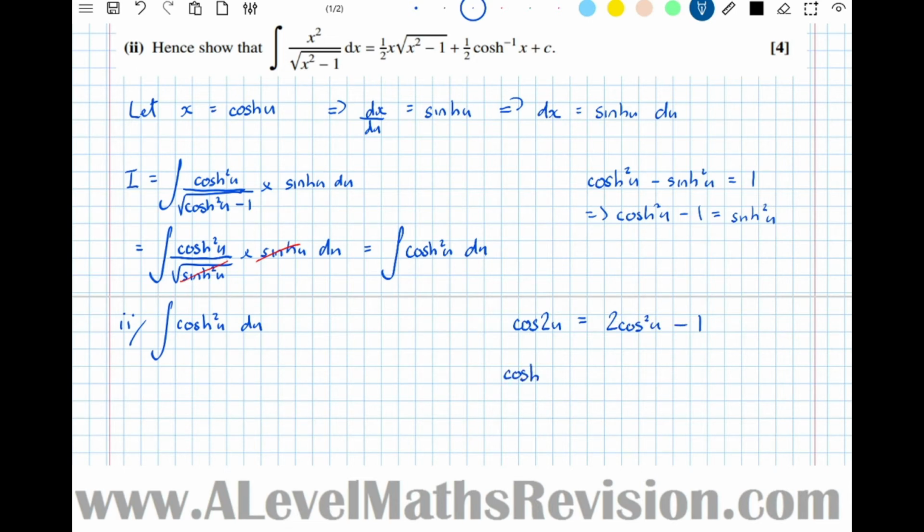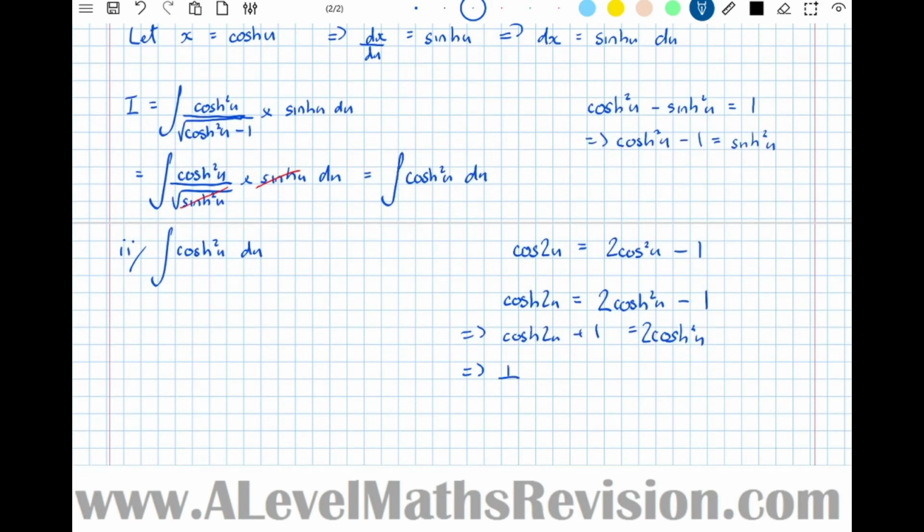Well, we can apply that to cosh 2u. And the rule, as we discovered earlier, is that the hyperbolic version is identical to the trigonometric version, except any sine squareds are made negative. So here, we've got 2 cos squared u minus 1. No sines present, so 2 cosh squared u minus 1. Well, that means that cosh of 2u plus 1 equals 2 cosh squared u. And halving both sides, we get a half cosh 2u plus a half equals cosh squared u.